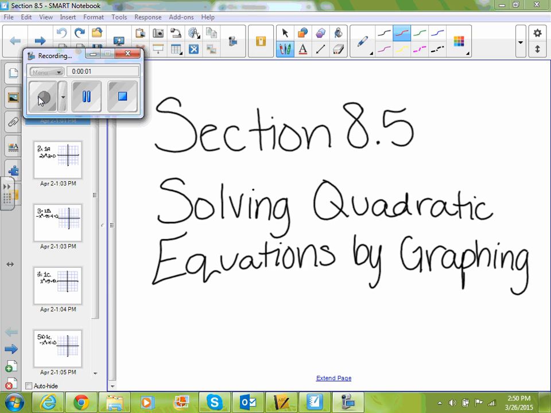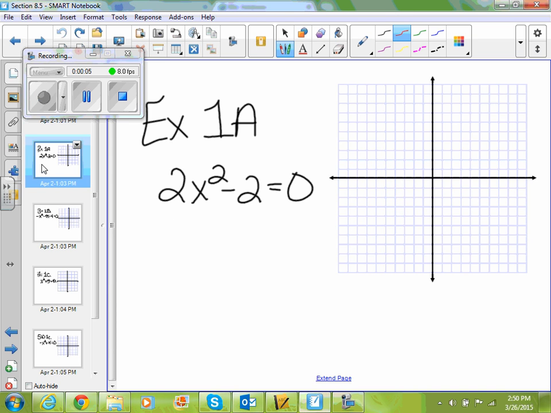Okay, and we're going to graph the easy way. So we can write x and y are -1, 0, 1. Okay, so we're given 2x squared minus 2 equals 0.